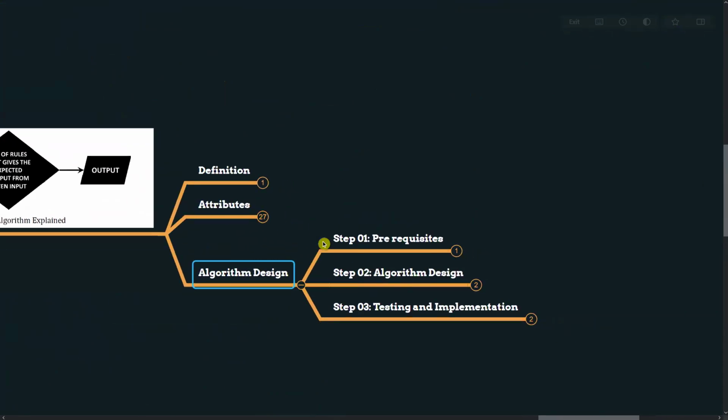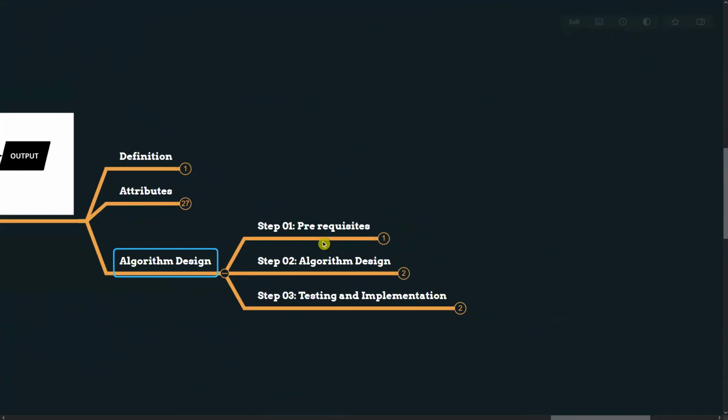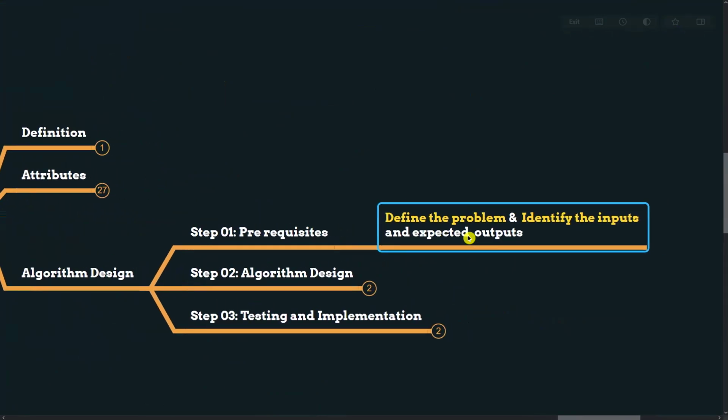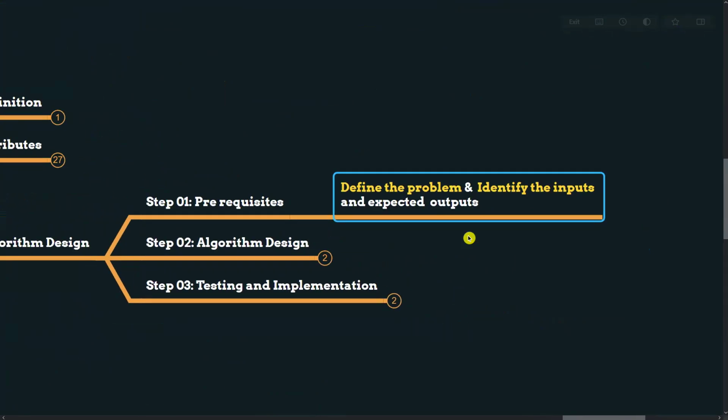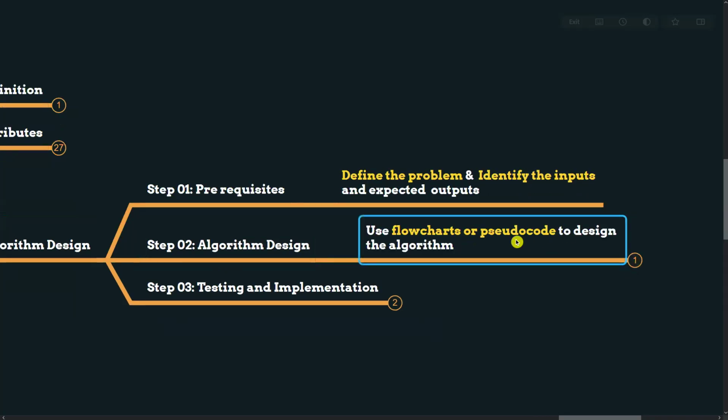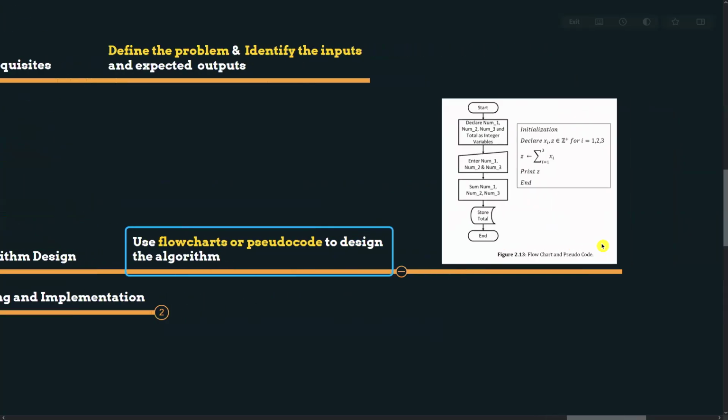And algorithm design: how the coding people or developing people are designing the algorithm. It's just a simple thing. So there are some prerequisites. You have to define the problem, right? What kind of problem you are solving. And also you have to identify what the inputs are and what the expected output is for particular inputs. Then we have to design the algorithms. For that, we will use a flowchart or pseudocode to design the algorithm.